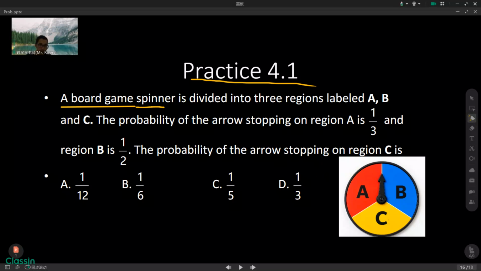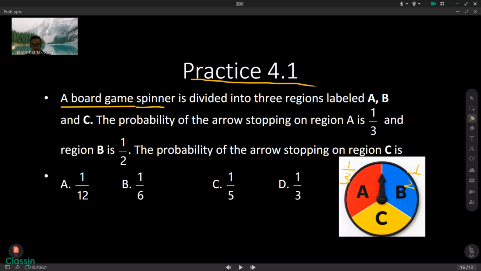Okay, I made a picture to tell you it's a game spinner. It's a game spinner and there are 3 sections, A and B and C. So your pointer will stop at either A or either B or either C. This will not be an ambiguous area like here. Okay, no, just A or B or C. The probability of an arrow stopping at the region A here is 1/3. The probability at the region B is 1/2. Then what is the probability of region C?